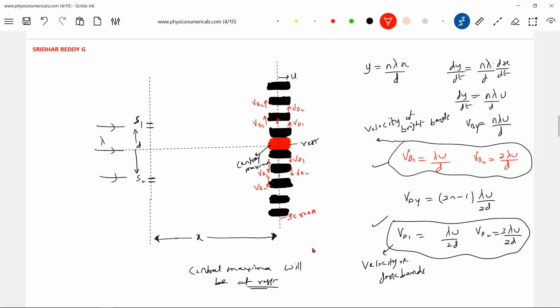So the different bands will have different speeds, and their velocities will be directed perpendicular to the axis. Velocity of dark bands is directed perpendicular to axis.